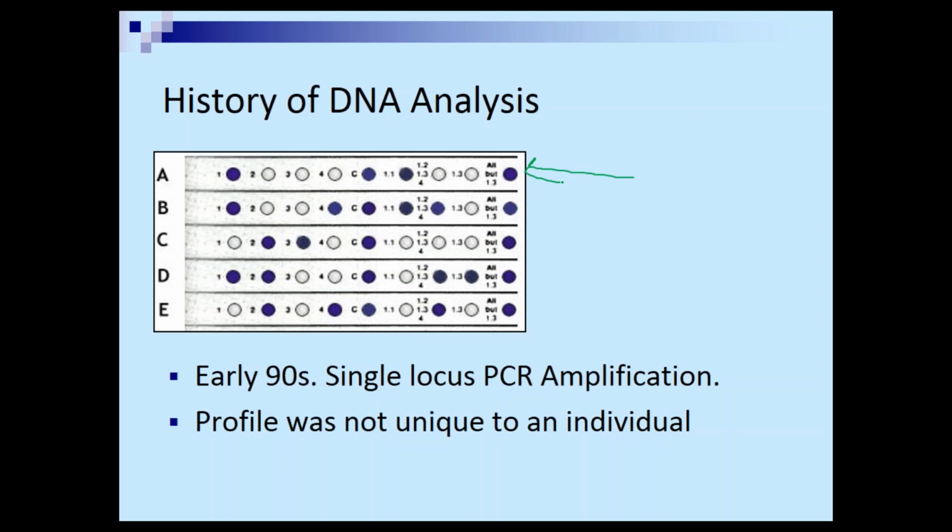It was officially the DQ alpha probe, I think is what the test was called, but it was not on a gel. It was sort of like this strip of paper, all right? And this is similar to the antigen-antibody reactions we've talked about. You would wash the DNA onto this paper and then visualize it with a probe.